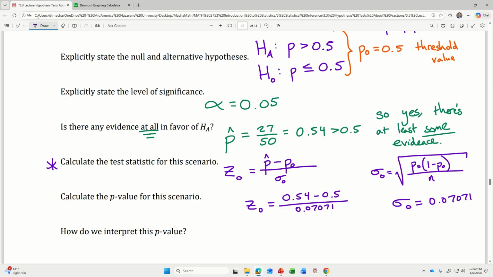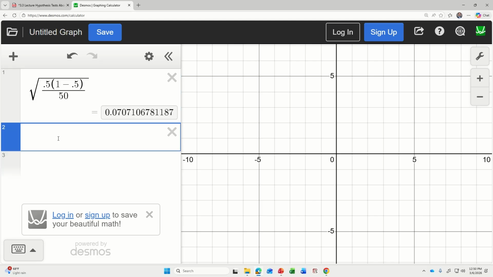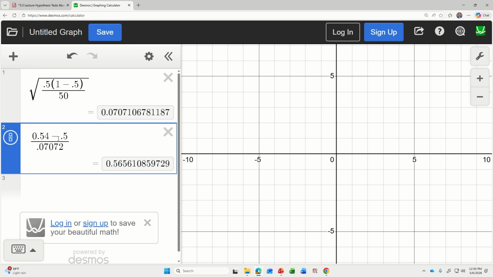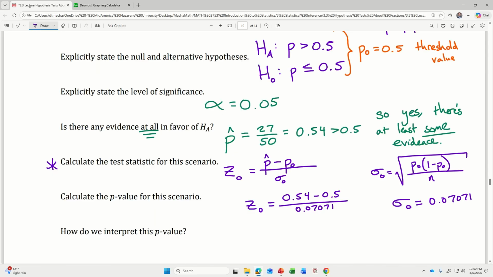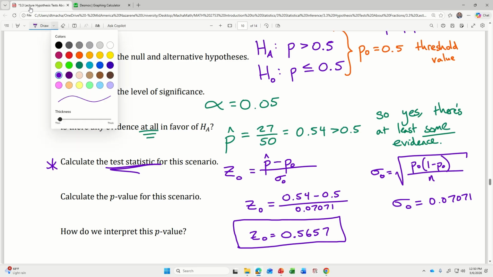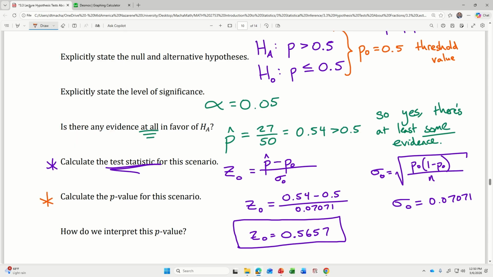And then I can calculate the test statistic in Desmos as well. And so my test statistic is 0.5657. And again, this is a z-score, and this is what's called the test statistic. The next thing we're going to do is calculate the p-value.